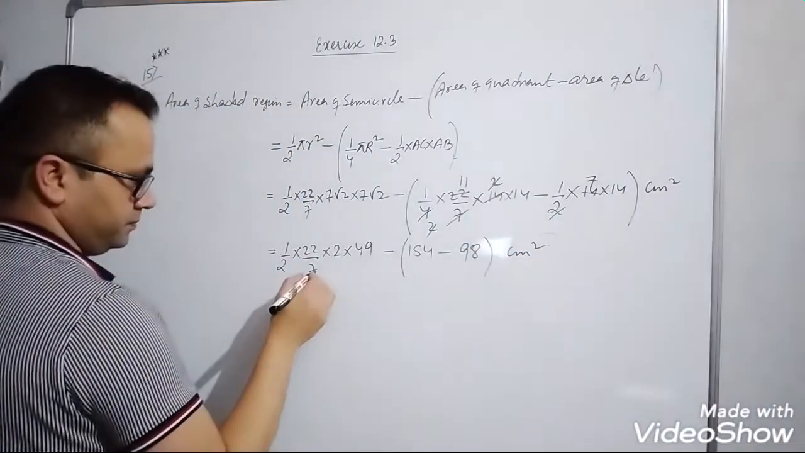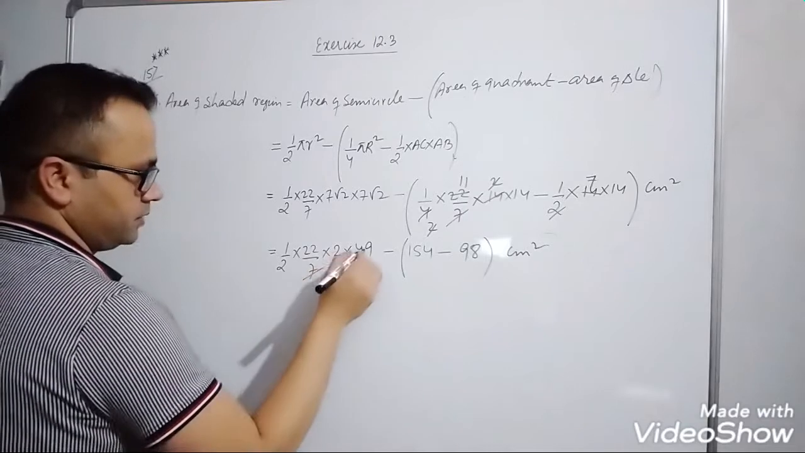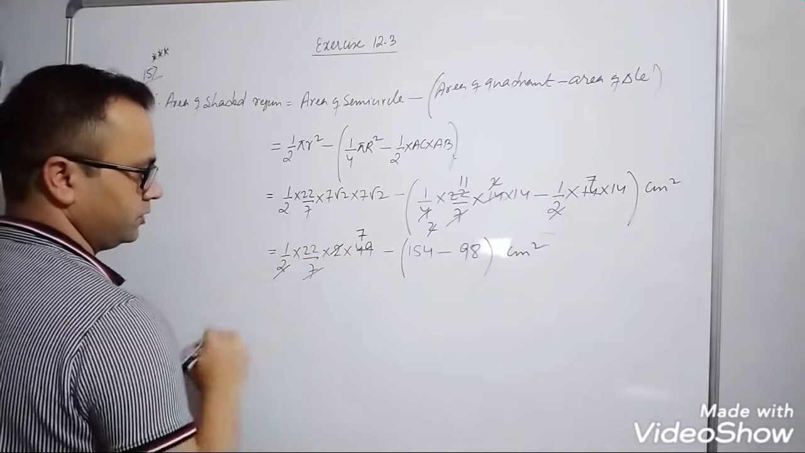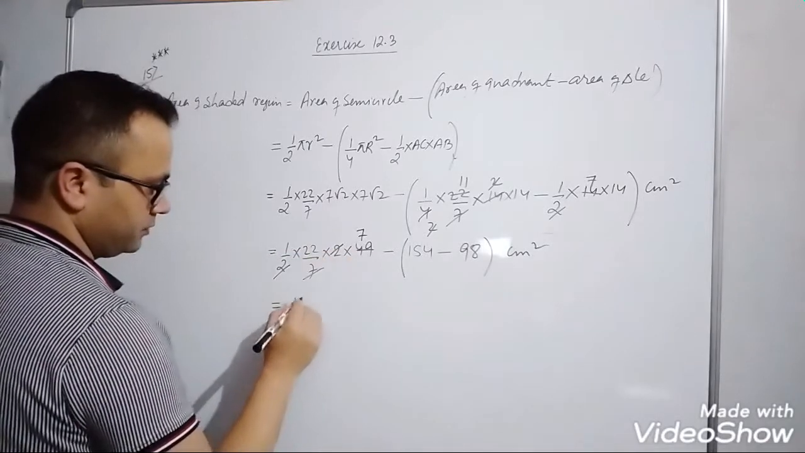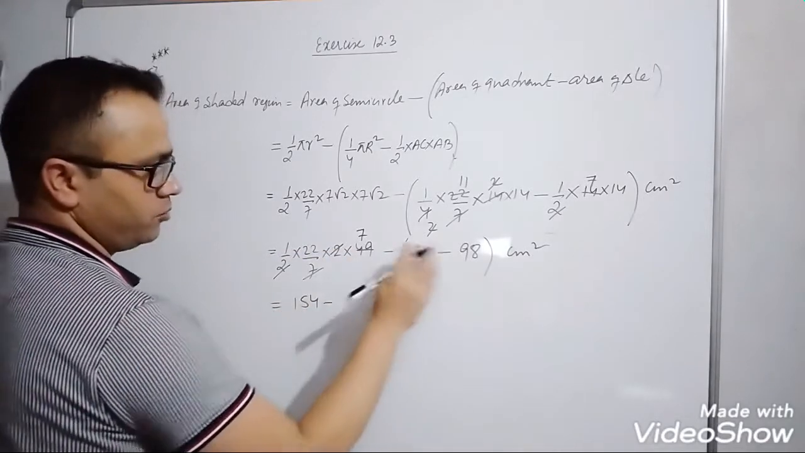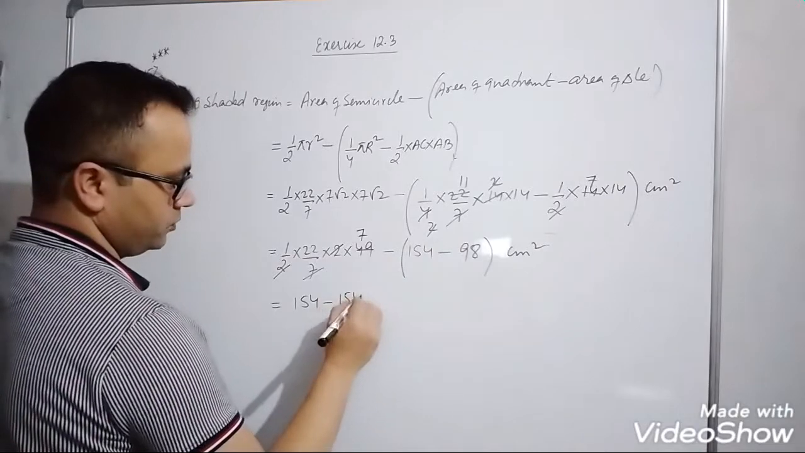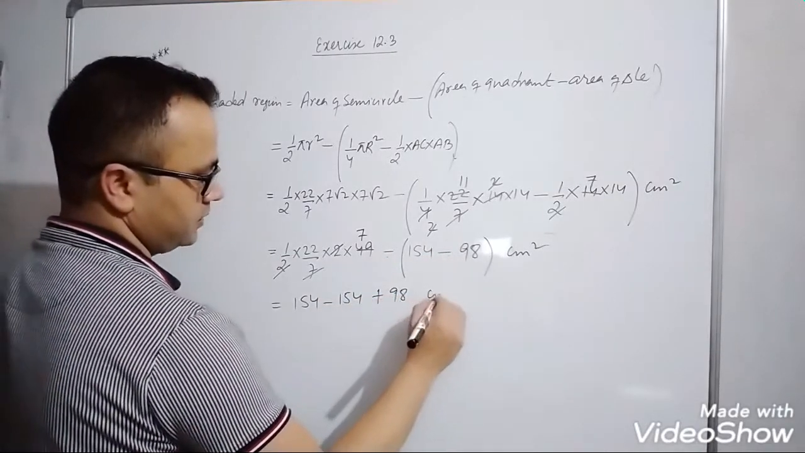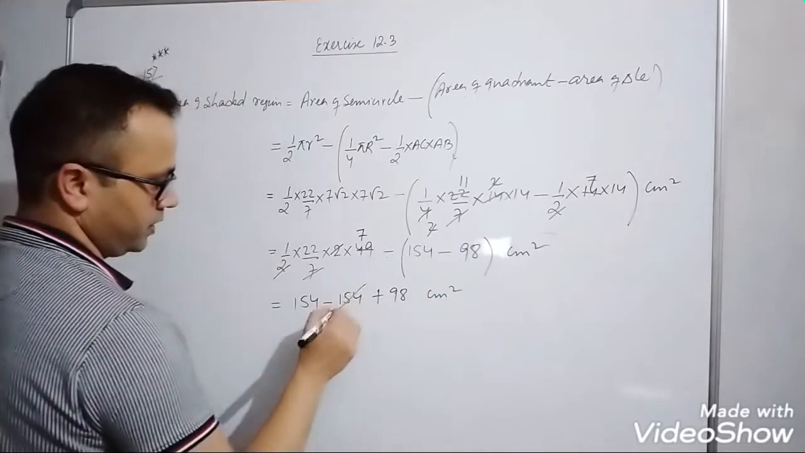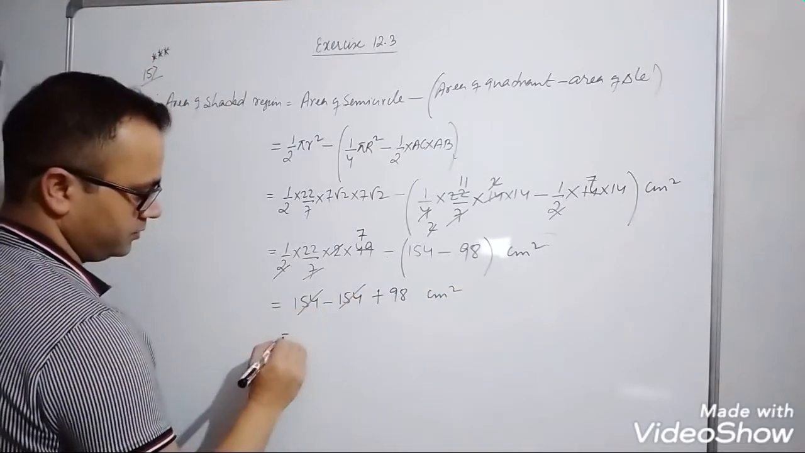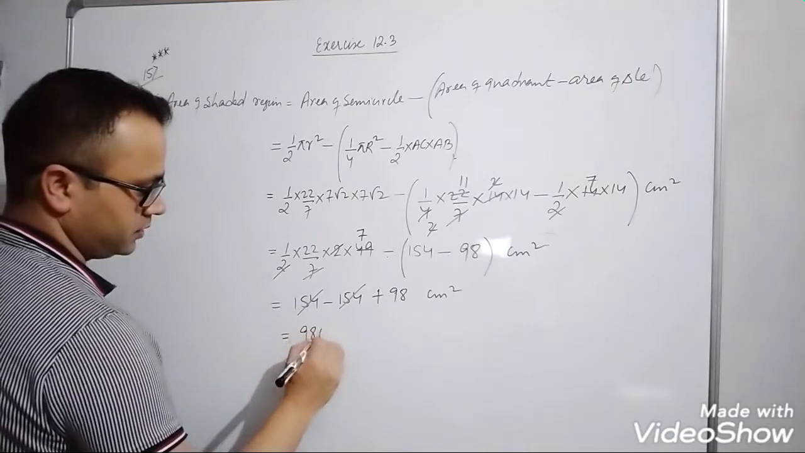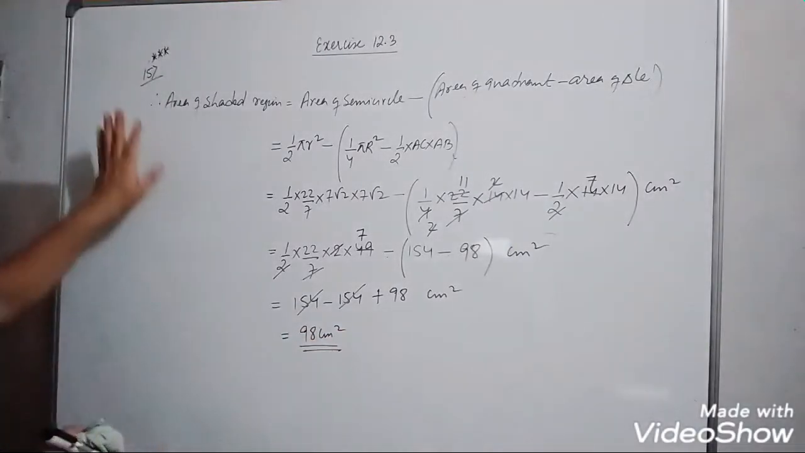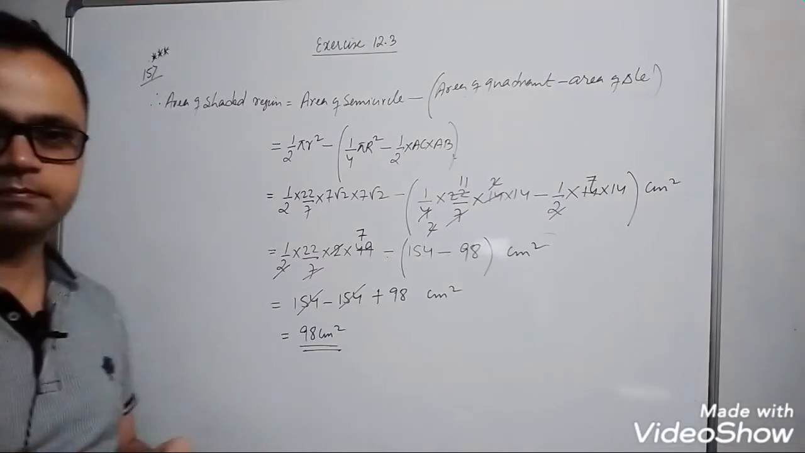So here 7 1 7, 7 7 49, 2 1 2. 22 into 7 is 154. Minus, now open bracket, it is 154. Minus into minus is plus 98 centimeter square. So minus 54 plus 54 cancel. So 98 centimeter square. Now this is the answer of question number 15. It is very important for board exam. 4 marks.